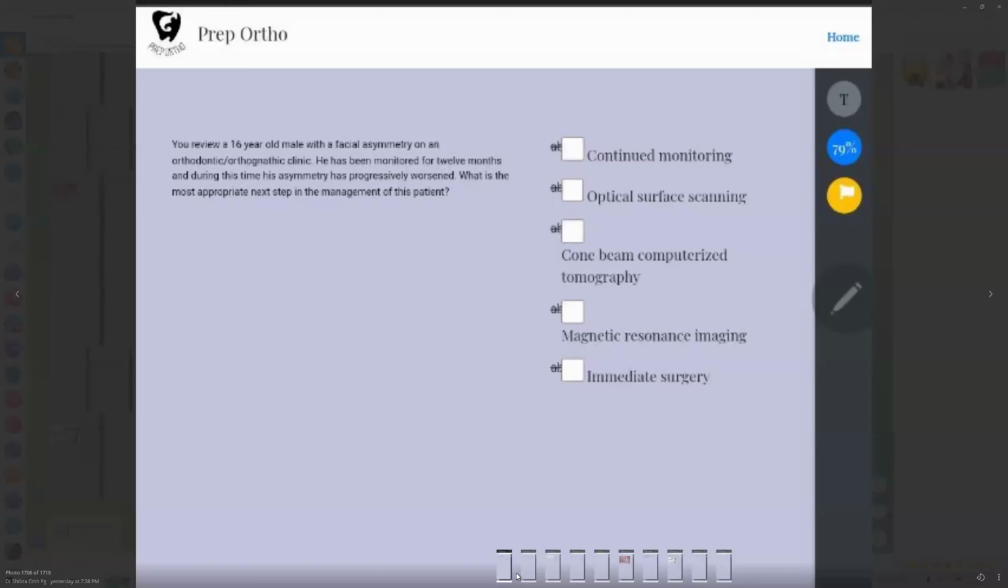A review of a 16-year-old male with a facial asymmetry in the orthodontic orthognathic clinic. He has been monitored for 12 months. During this time, his asymmetry has progressively worsened. What is the most appropriate next step in the management of this patient?